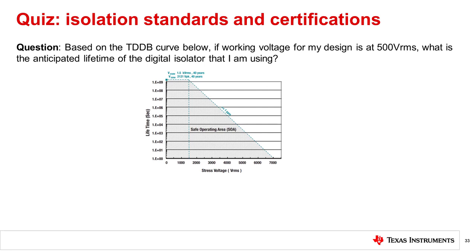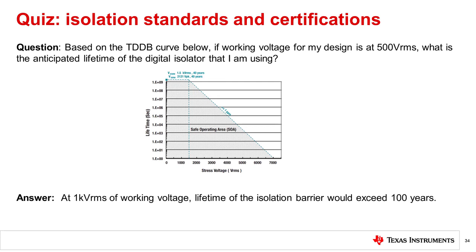Based on the TDDB curve below, if working voltage for my design is at 500 volts RMS, what is the anticipated lifetime of the digital isolator that I'm using? At 500 volts RMS of working voltage, lifetime of the digital isolation barrier would exceed 100 years.